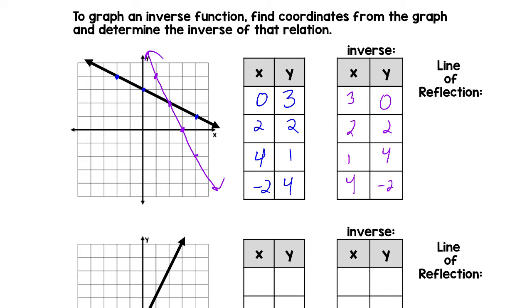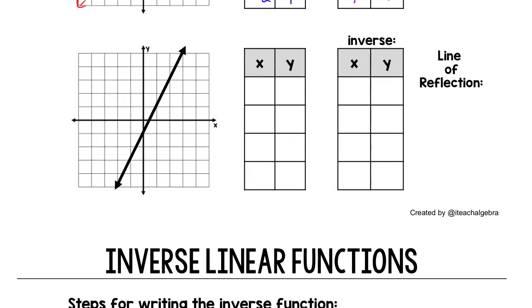Now, if you'll notice really quick, I can draw a line at y equals x, which splits the first and the third quadrants right in half. And that is the line of reflection for our inverse lines. So the line of reflection is y equals x. And that's going to be the same for all of these.